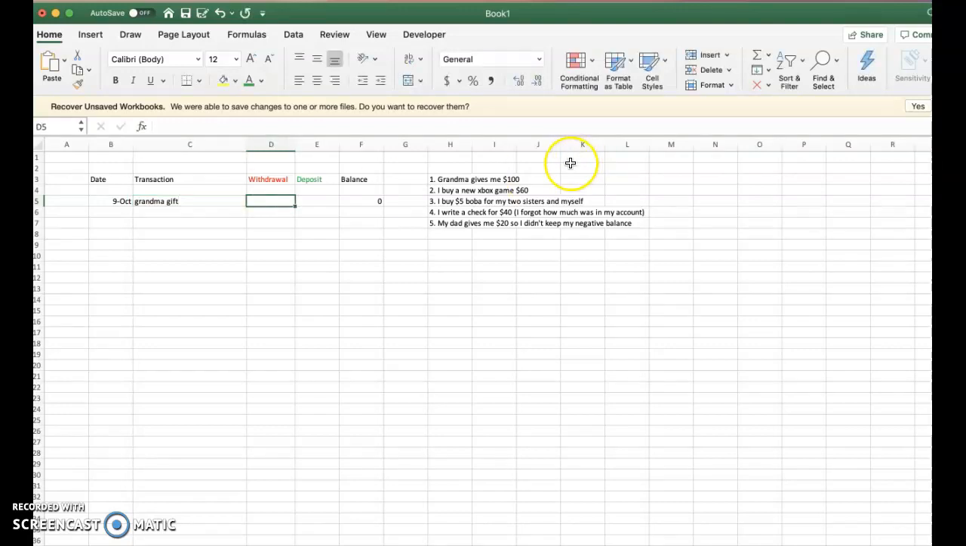Now, she didn't take money out of my account. She put money into my account. When you put money in, that's called a deposit. So I will put that as a deposit, and that makes my balance. My balance will match the transactions that have happened to it.